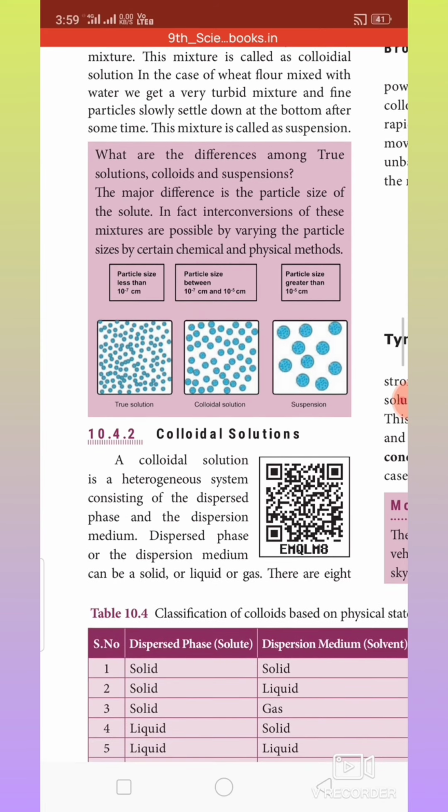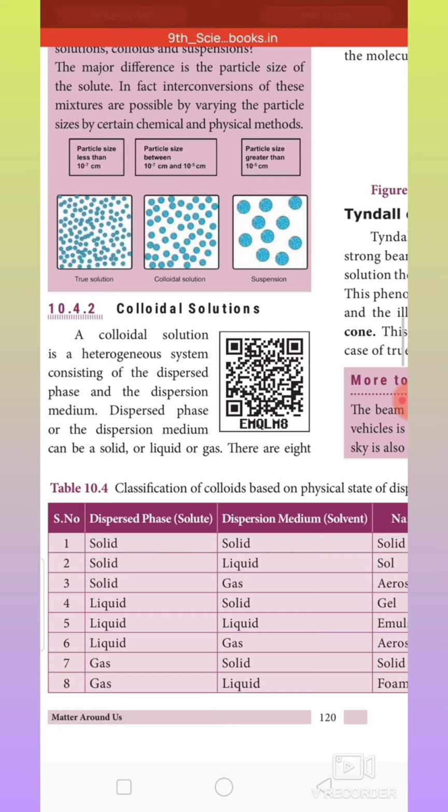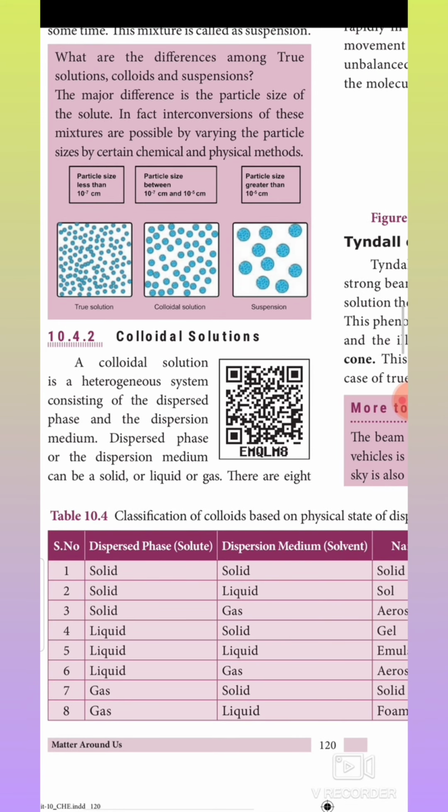So, we know about true solution. Let's move on to colloidal solution. A colloidal solution is a heterogeneous system that consists of a dispersed phase and a dispersion medium. The dispersed phase or the dispersion medium can be solid, liquid or gas. There are 8 different combinations possible in colloidal solutions. Table 10.4 shows you the classification of colloids based on the physical state of dispersed phase and dispersion medium.